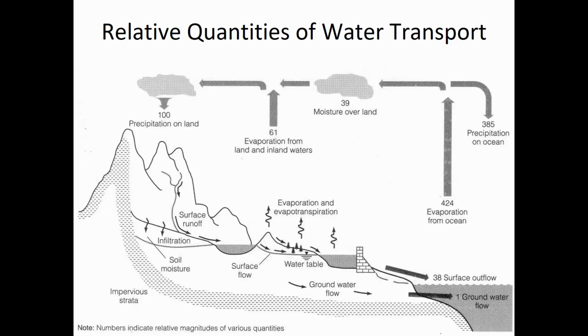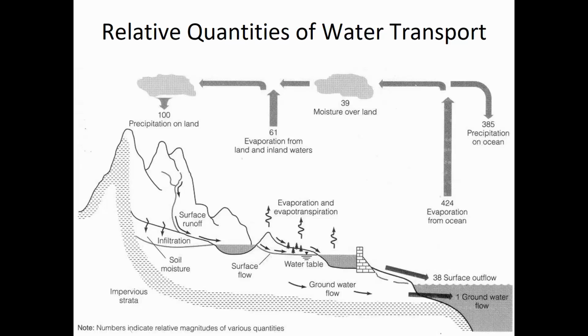And so if we're just thinking about how much water is there in the world and where is it at any given time, the majority of the water is in the ocean, and the majority of the rain is falling on the ocean. And so what we have to worry about is only a small fraction of all the water that's out there.